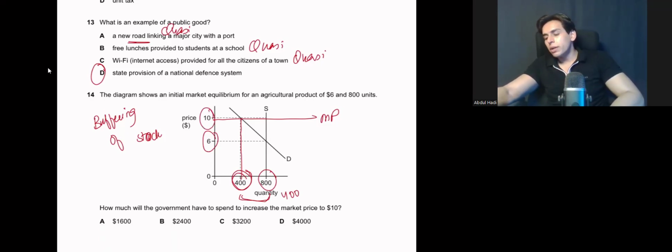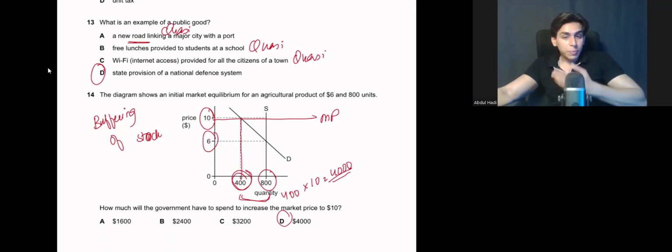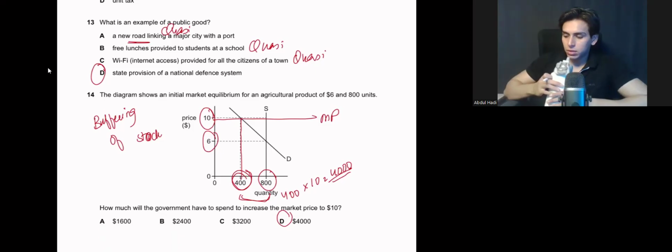And what is the price level right now? $10. So 400 multiplied by 10, what will be the answer? Government has to buy, it is 4,000. The government has to spend $4,000 on buffering of stock so that the price level can reach $10. Do you understand?